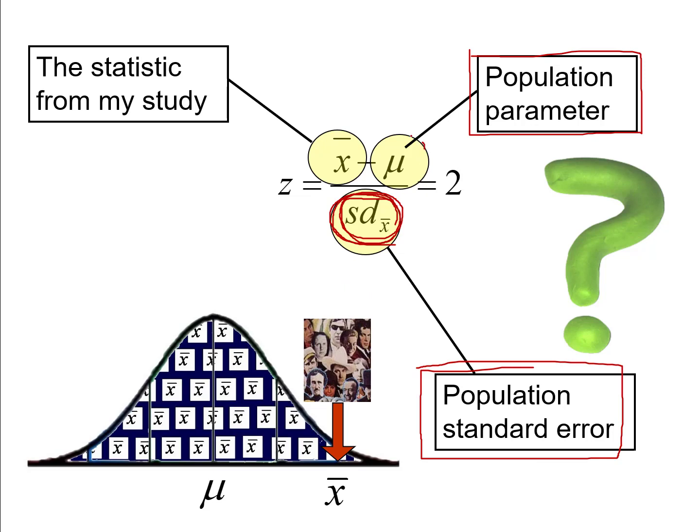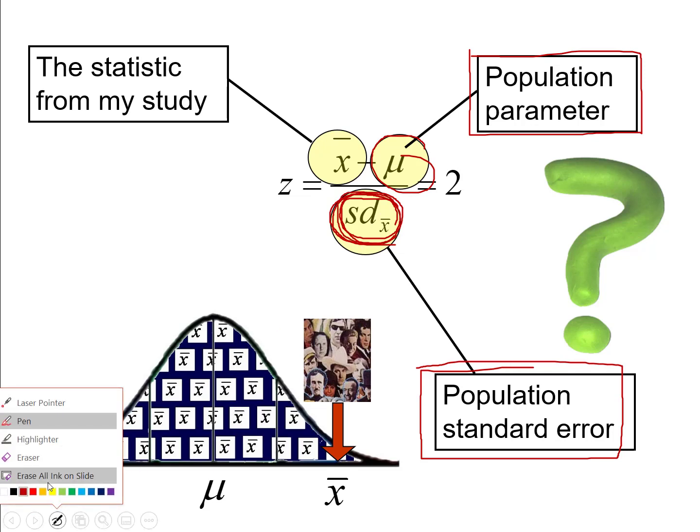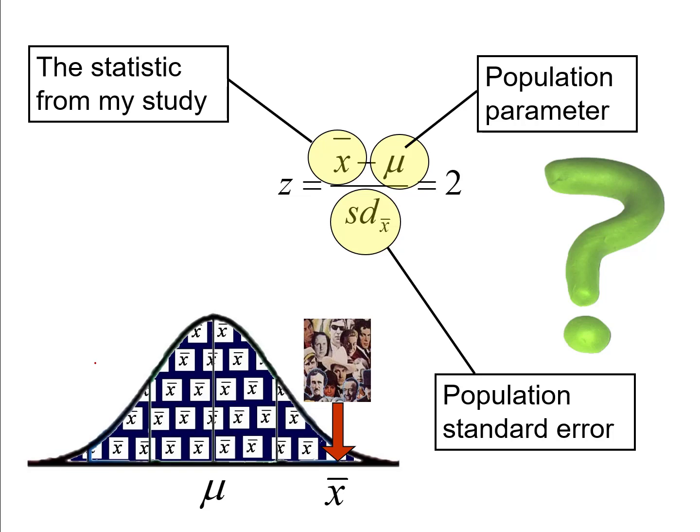So I don't know what the true population parameter is, and I don't know what the true standard error of my statistic is. And so how can I use this formula? Well, there are a few tricks we can use. There's a few things we can do to actually solve this problem. I wonder if you could guess what we could do to solve this problem before I tell you what it is. So let's see how we can solve this problem.